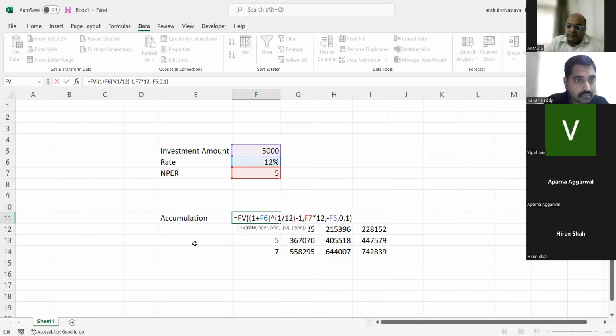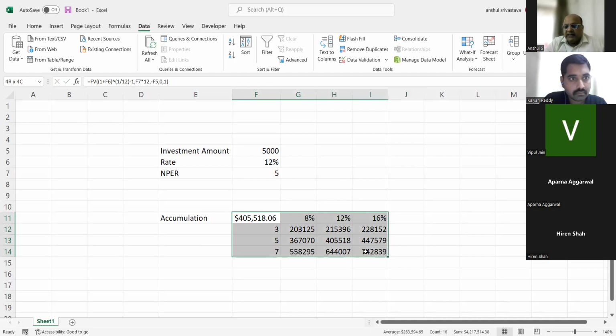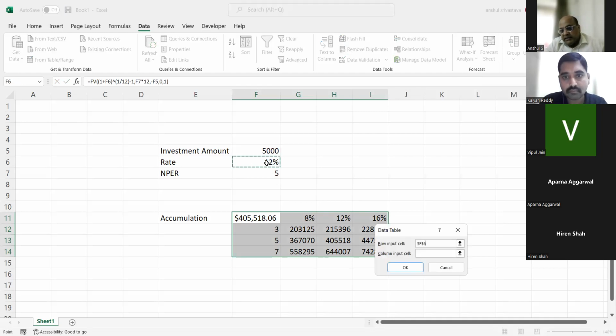So we have to select the entire area when you put this. You have to select the entire area like this. Okay. And then in the input we have to put data. Then in data you go to input. Then in the row input cell you have to put this rate thing, because if you have put column in the row input cell, then row input cell would be period. If I had written 3, 5, 7 here, then the row input cell would be this one, the 5. Okay.